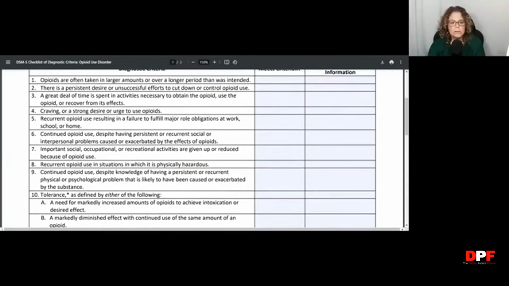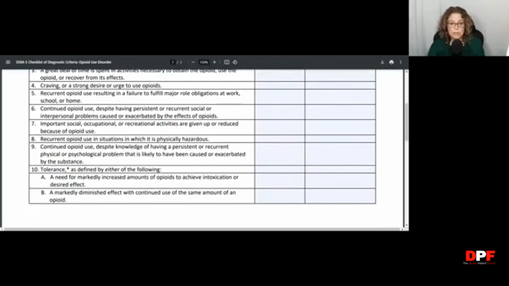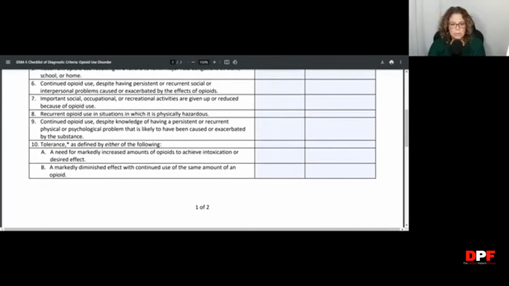Number five, recurrent opioid use resulting in a failure to fulfill major role obligations at work, school, or home. Number six, continued opioid use despite having persistent or recurrent social or interpersonal problems caused or exacerbated by the effects of opioids. Number seven, important social, occupational, or recreational activities are given up or reduced because of opioid use. Number eight, recurrent opioid use in situations in which it is physically hazardous. Number nine, continued opioid use despite knowledge of having a persistent or recurrent physical or psychological problem that is likely to have been caused or exacerbated by the substance.